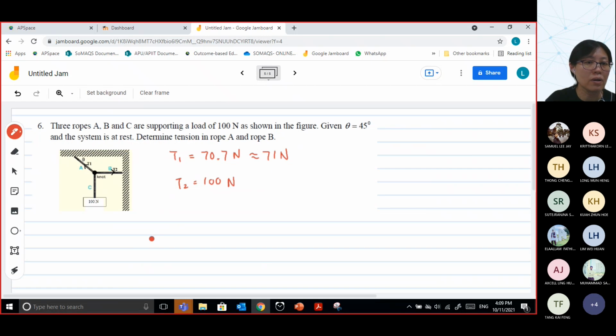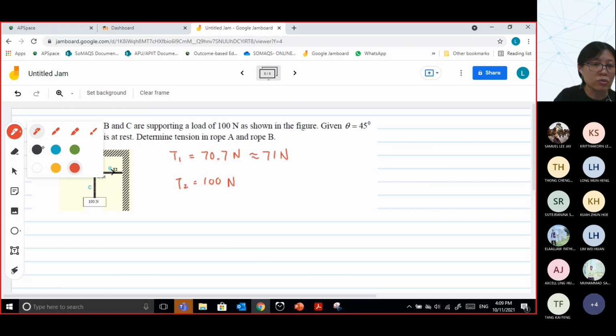Okay, so 3 ropes A, B, C are supporting a load of 100 Newton. Given theta as 45. Theta is here, 45 degree. So that means here is 45. Then the system is at rest. Determine the tension in rope A and rope B.